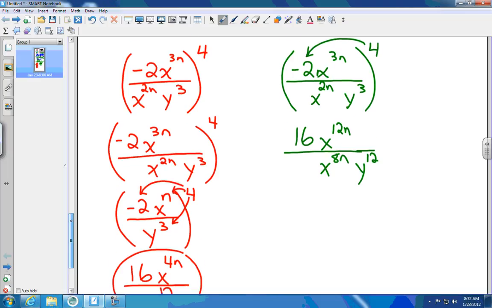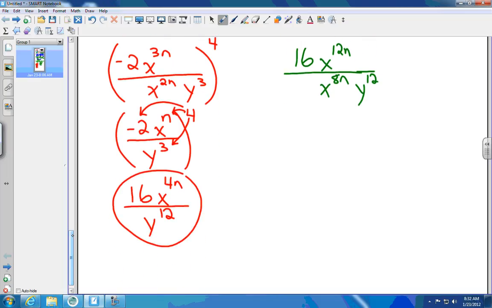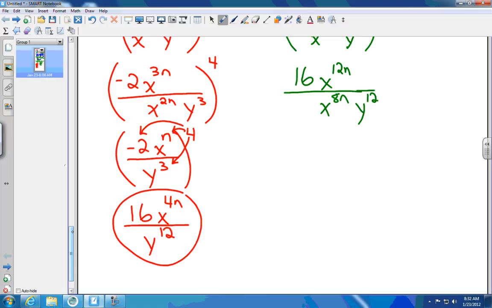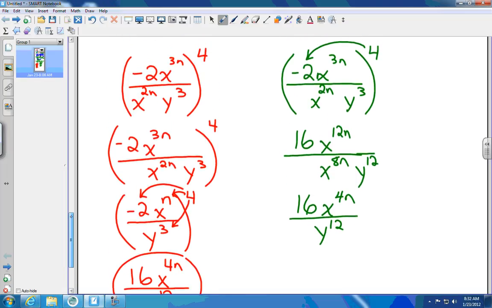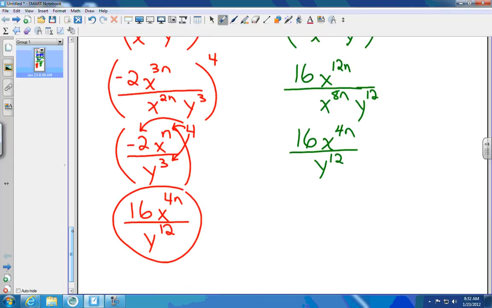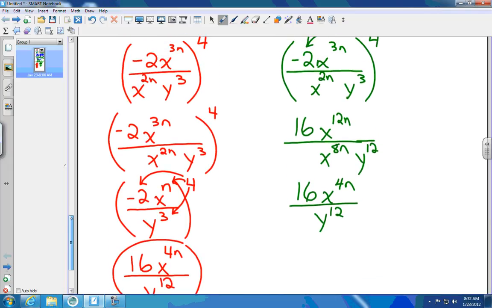So if you look down here, the 16 and the y to the 12th are already there because they're simplified. We just have to simplify the x terms. So we take the 8n up to the top, 12n minus 8n would be 4n over y to the 12th. So perhaps that way is a little shorter than this way, but again, it's whatever works best for you.